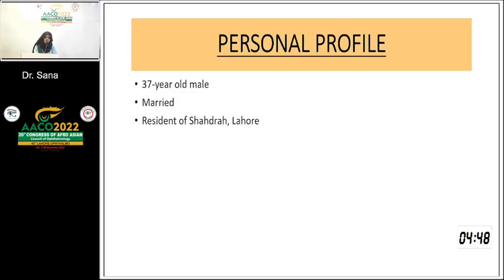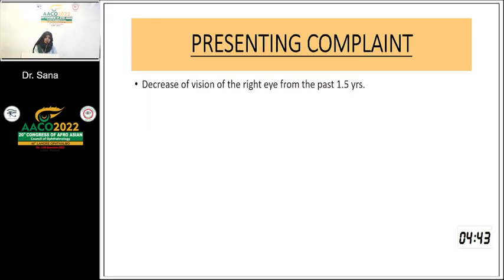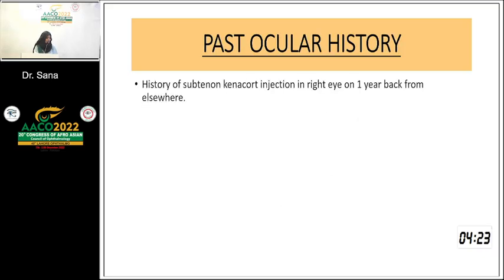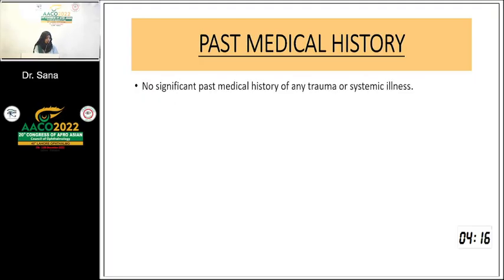So my patient was a 37 year old male resident of Shalda. He presented to us with complaint of decrease of vision in the right eye from the past 1.5 years. On taking further history, we found out that the vision loss was painless, gradual in onset and associated with distortion of images. However, there was no history of flashes, ocular pain, redness, or discharge. The left eye was perfectly fine. The patient gave history of subtenon Kenacort injection in the right eye 1 year back, given elsewhere. Past medical history was not significant.